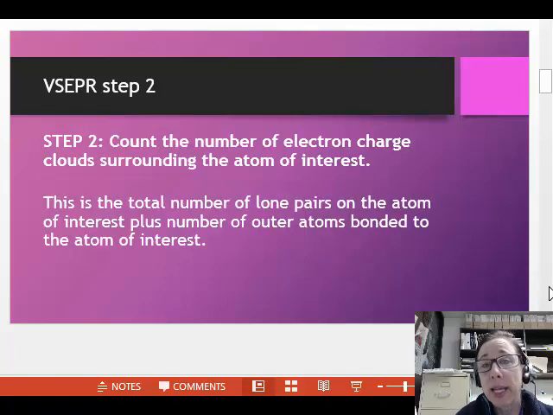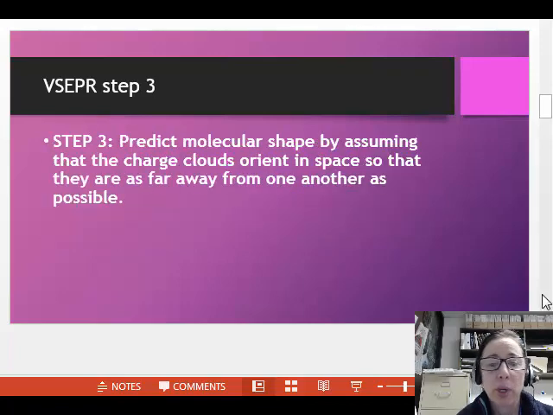The second step is to count what we call electron charge clouds around the atom of interest. This is simply the number of lone pairs on the atom of interest plus the number of atoms directly bonded to that atom of interest. At our level, 4 is typically the highest number of charge clouds, although there can be as many as 6 electron charge clouds around an atom.